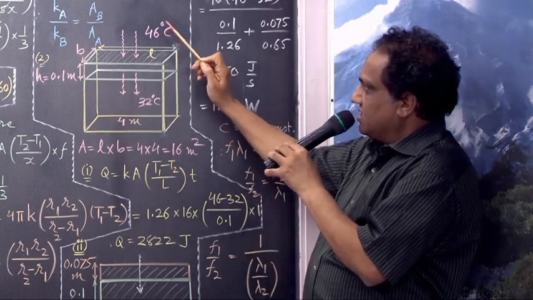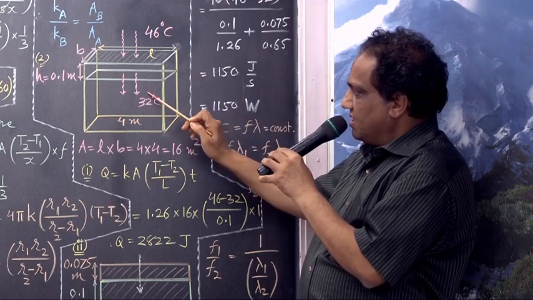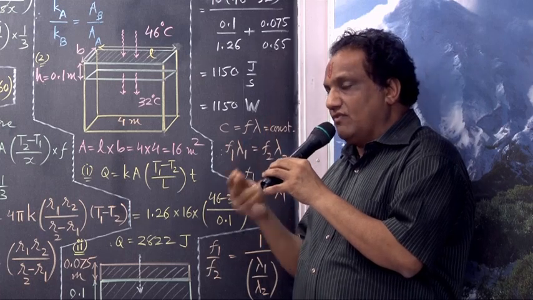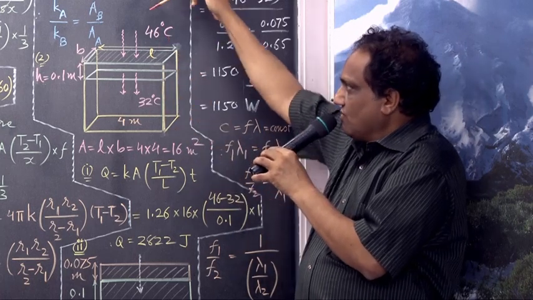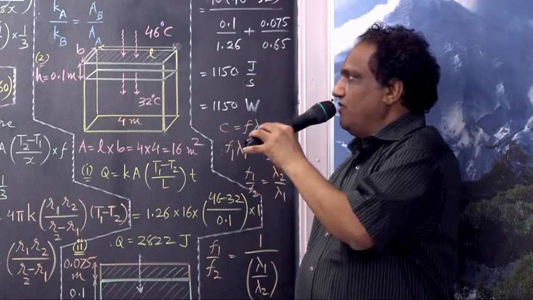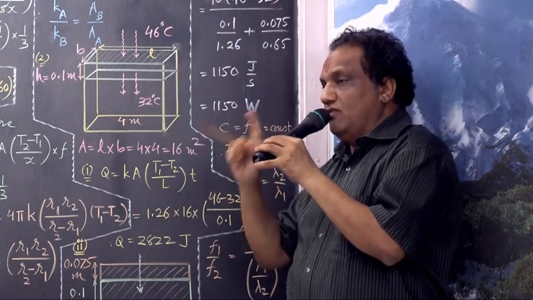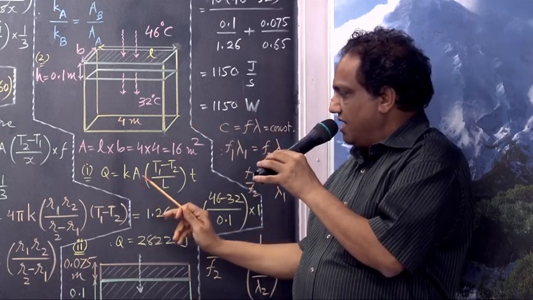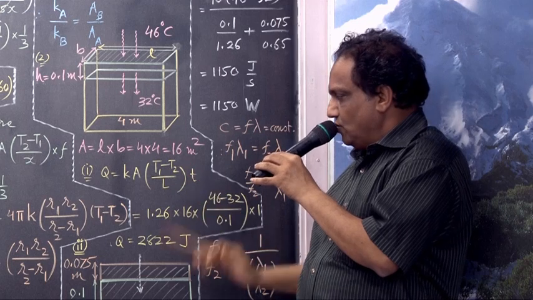Outside temperature is 46 degrees centigrade. Inside temperature is 32 degrees centigrade. You know very well, heat will always flow from high temperature to low temperature, so from outside to inside. How much heat energy is entering the room in 1 second? That is what we have to find out. Q equals K A (T1 minus T2) upon L into T.